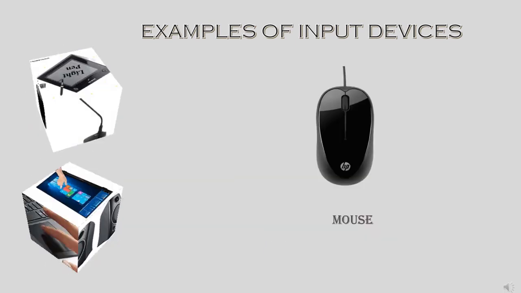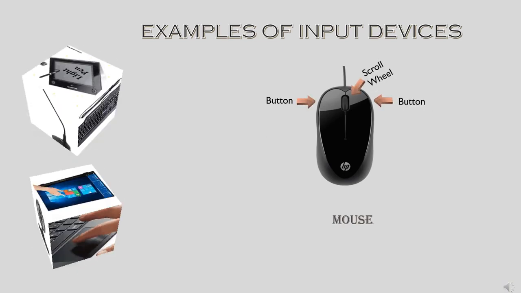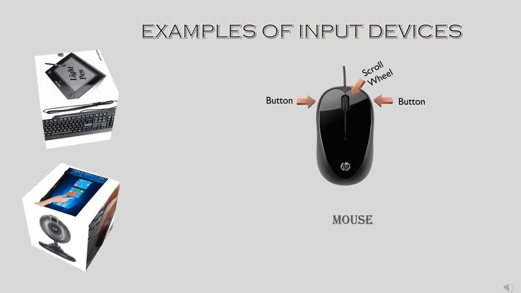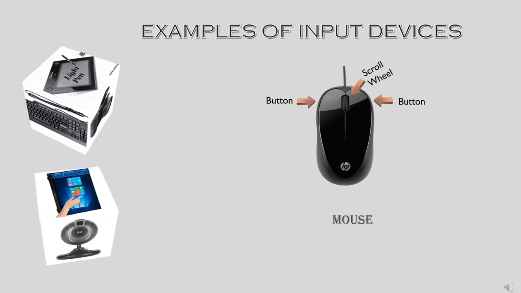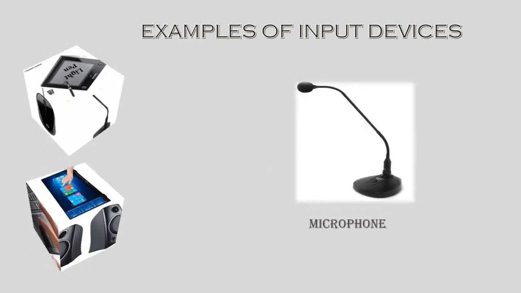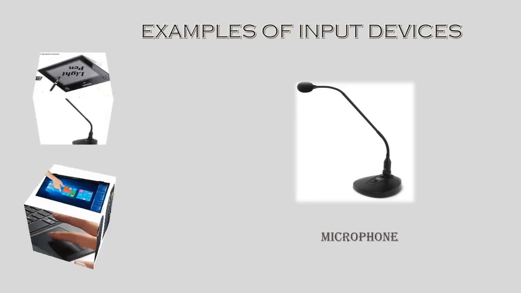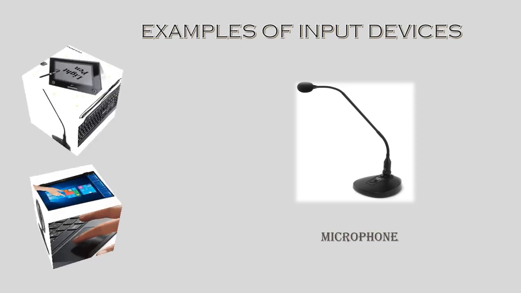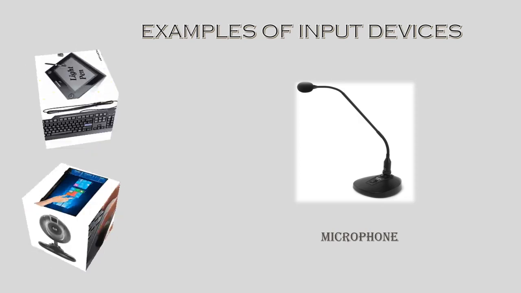Mouse. It is a handheld pointing device with 2 buttons and a scroll wheel. It has different functions like controlling the movement of a pointer, selecting the objects, opening files and folders, and drawing pictures. Microphone is an input device which is used to record voice, music, and sound into the computer system, and this is done with the help of the sound card which is already installed in the computer.